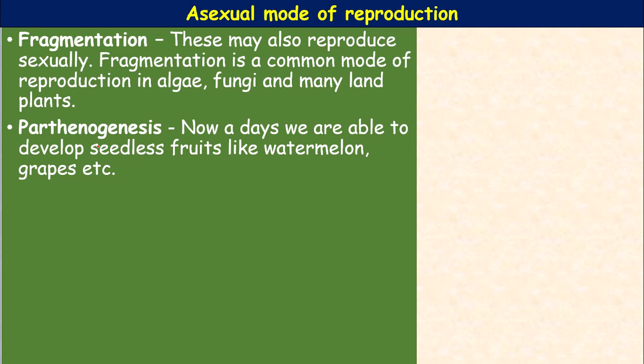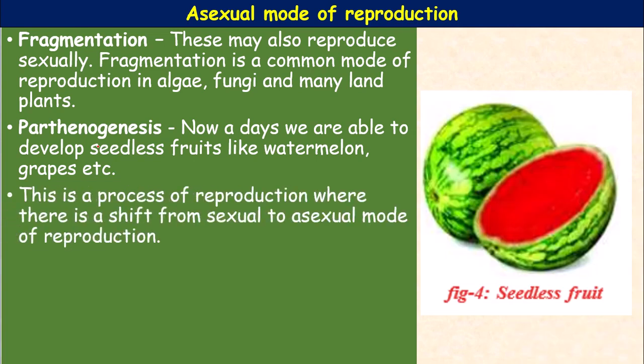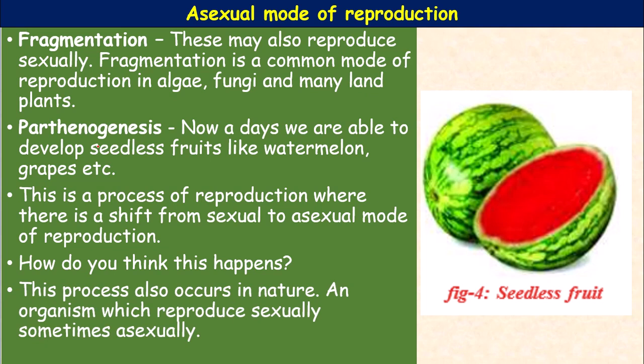parthenogenesis. Nowadays we are able to develop seedless fruits like watermelon, grapes, pomegranate, etc. by means of a process called parthenogenesis, or parthenocarpic fruits. This is the process of reproduction where there is a shift from sexual to asexual mode of reproduction. How do you think this happens? This process also occurs in nature. Parthenogenesis occurs in organisms which reproduce sexually and sometimes asexually.